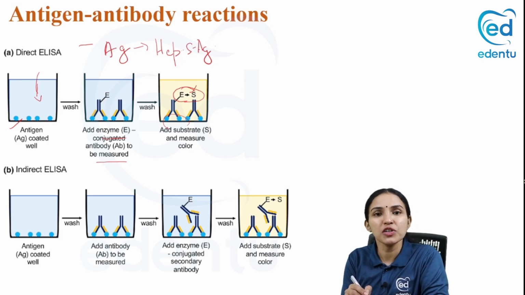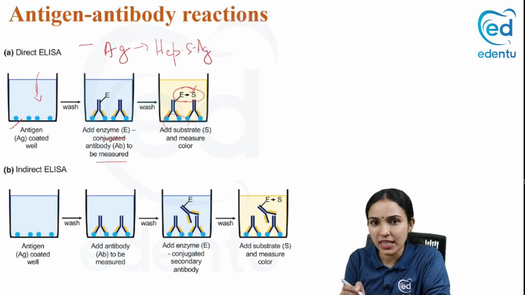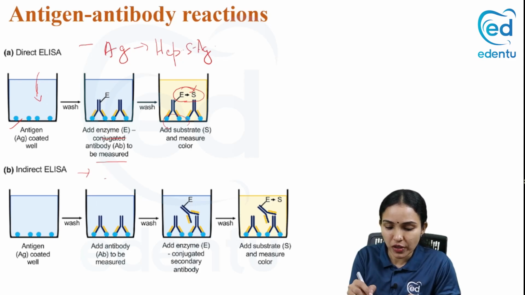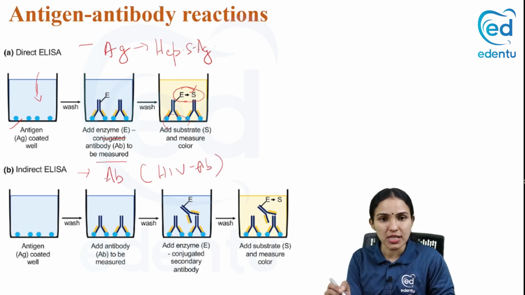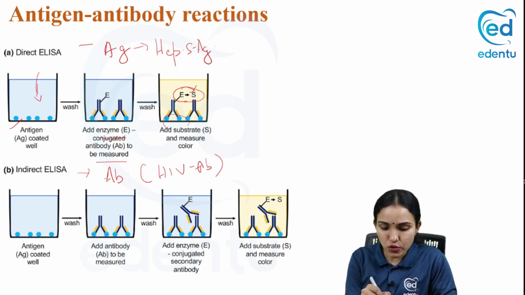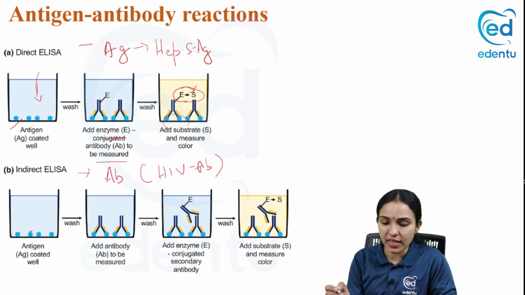So now how is it different from indirect ELISA? If you understand direct ELISA, now everything is easy. Only certain things will get added to it. Indirect ELISA is for detection of antibody. So you're going to find out the presence of antibody, and suppose you're going to find out the antibody to HIV. You want to know whether the patient is HIV positive. What you do is you're already coating the well with antigens. So you coat the well with HIV antigens.